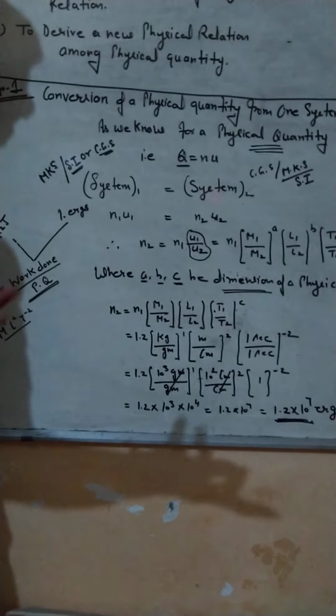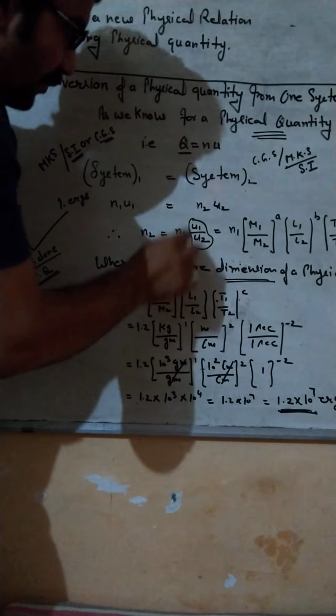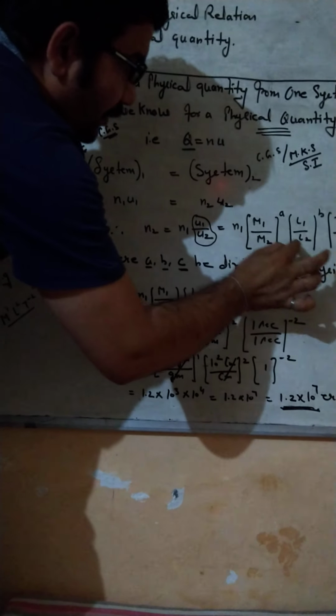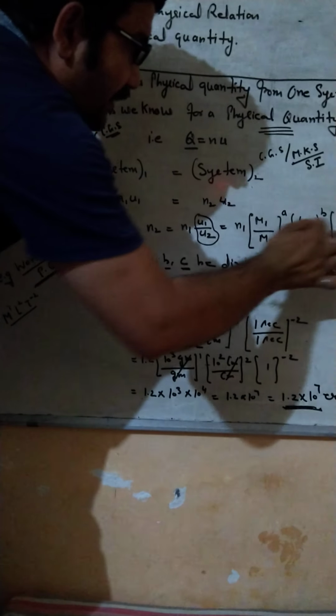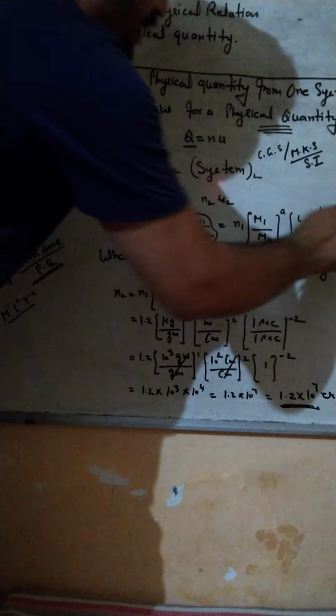U1 and U2 are the fundamental quantities, and we know that only three fundamental quantities are mass, length and time. For the first system, M1, L1, T1. For the second system, M2, L2, T2. And a, b, c are the dimensions. From where will we find that dimension? We will find the dimension from the physical quantity that we want to convert from one system to another.